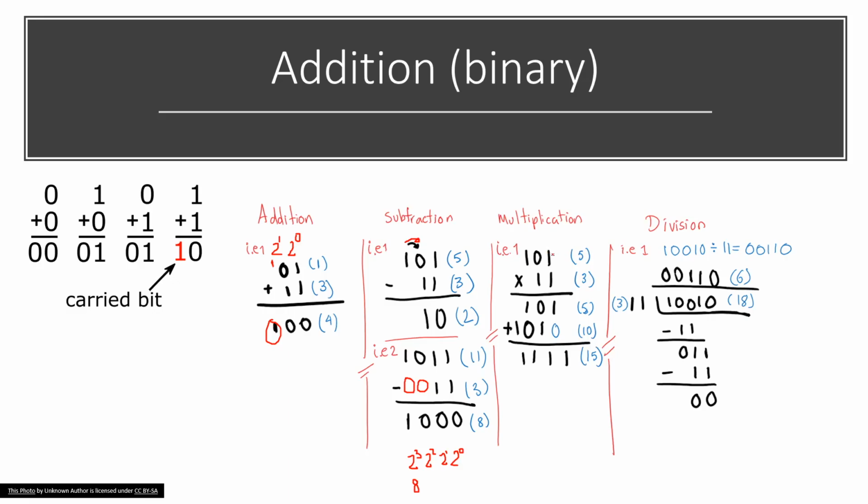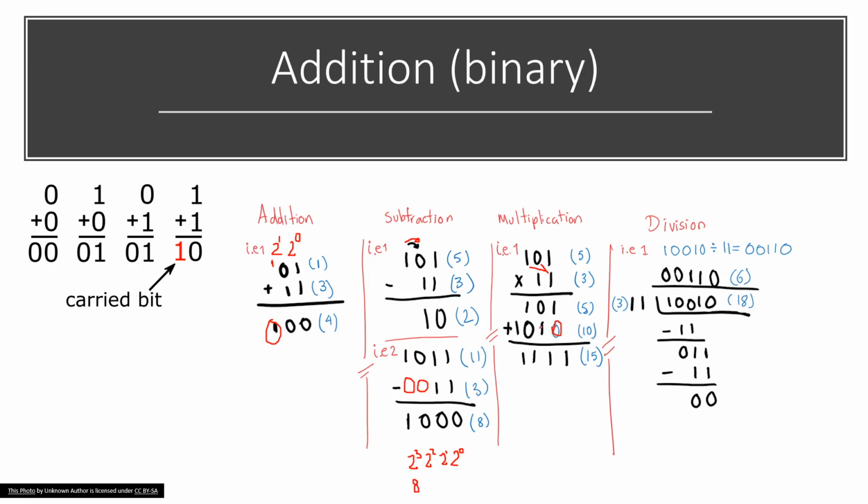Multiplication, 1 multiplied by 1 equal to 1. Then 1 multiplied by 0 equal to 0. 1 multiplied by 1 equal to 1. Then we take the second one, we put a 0 here.